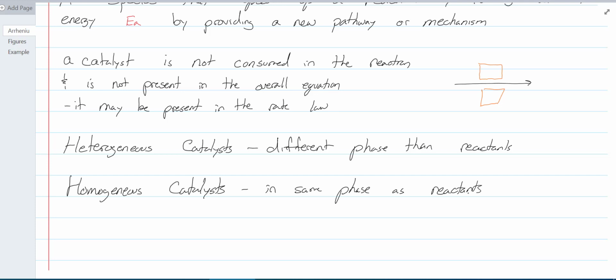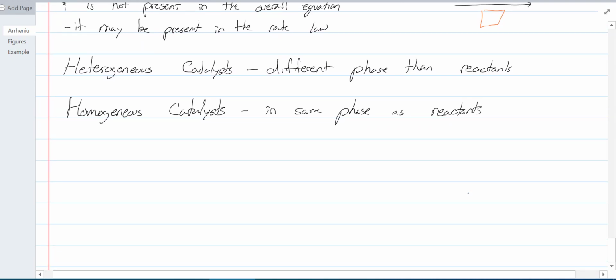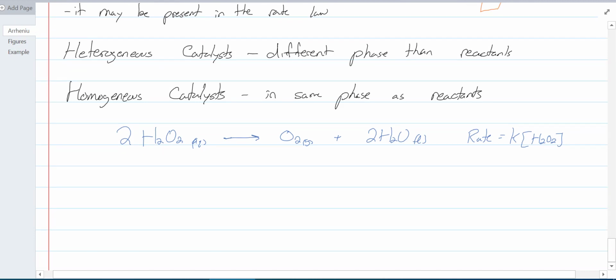Homogeneous catalysts, right? A good example is iodide and peroxide. So we have an overall reaction here: 2H2O2 aqueous going to break down into O2 gas and 2 waters. It has a rate equal to k times the concentration of H2O2. That's the rate law.